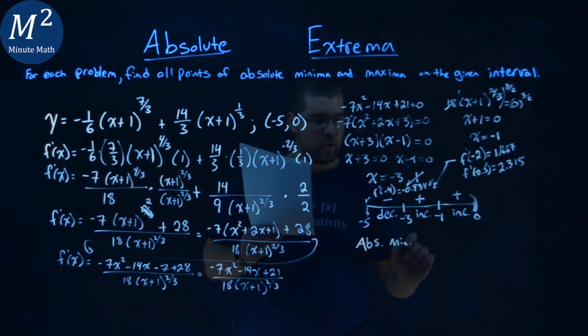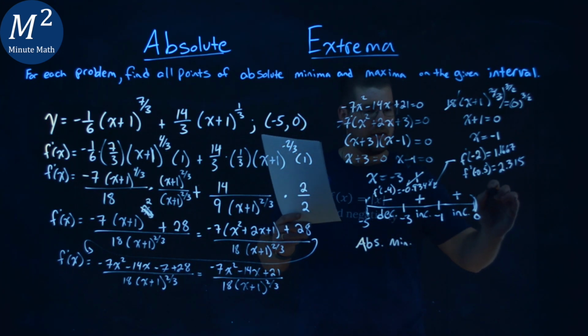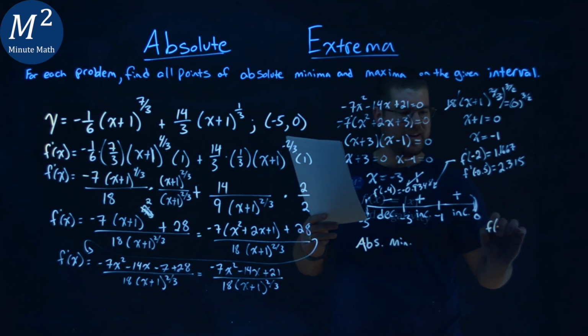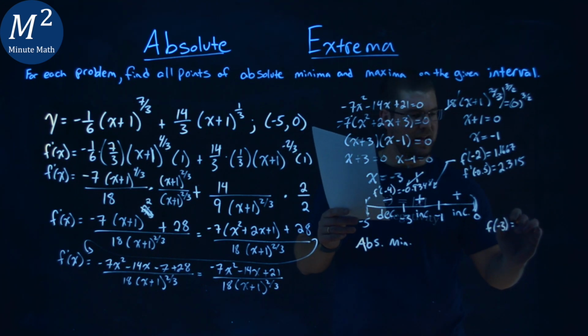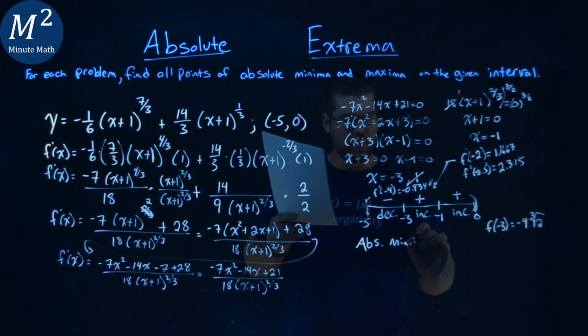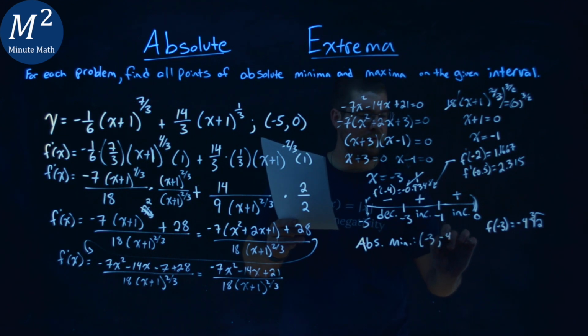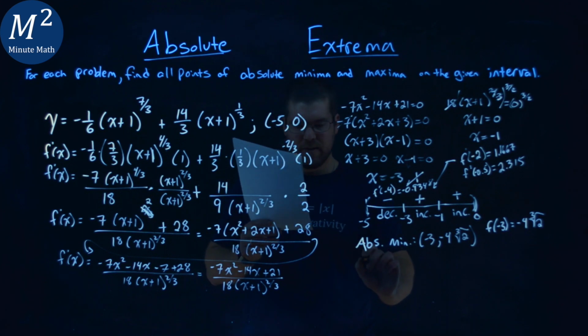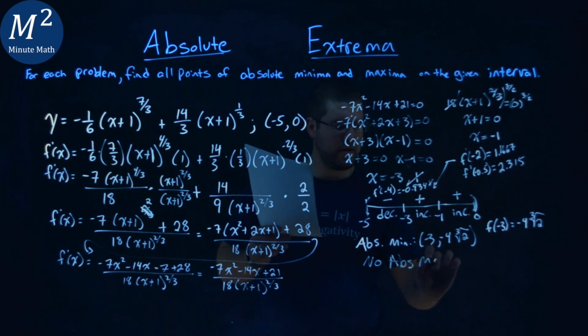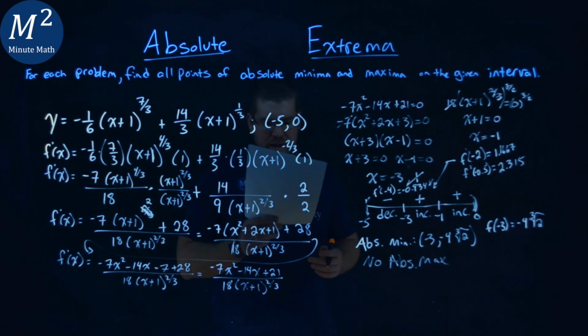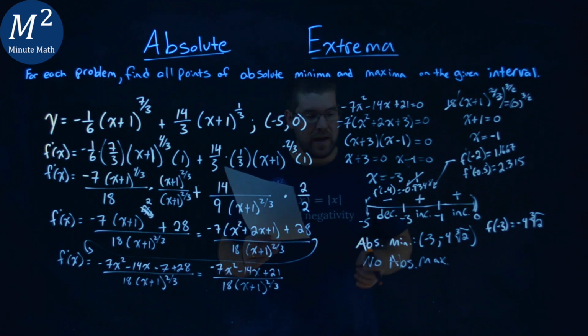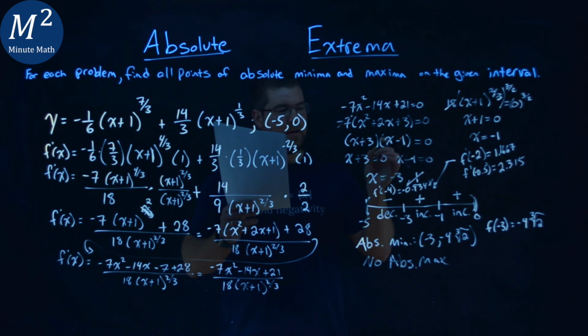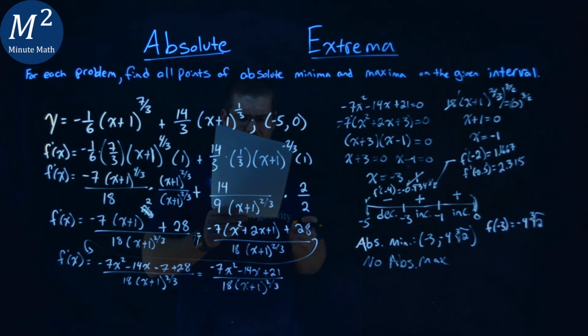So we have an absolute minimum at the coordinate point, and I found that f of negative 3 came out to be negative 4 third root of 2. So our absolute minimum happens at the point negative 3, comma, negative 4 third root of 2, plugging into our original equation, and we have no absolute maximum. Again, our final answer: an absolute minimum at negative 3, comma, negative 4 third root of 2, and no absolute maximum.